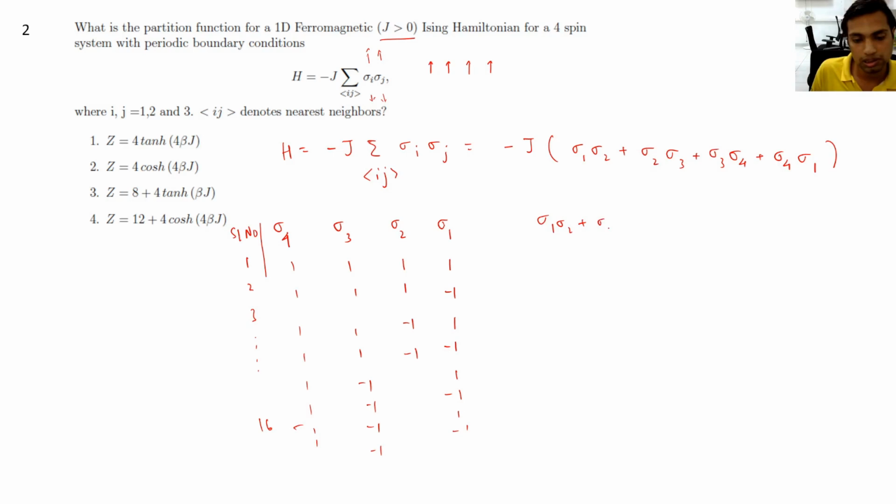From there you can calculate the product sigma 1 sigma 2 plus sigma 2 sigma 3 plus sigma 3 sigma 4, and once you calculate that, these are your energy values. Then you have to calculate e to the power minus beta H, with the energy. There you will get 16 such values, and you have to sum over all those 16 values. This is how you calculate your partition function.